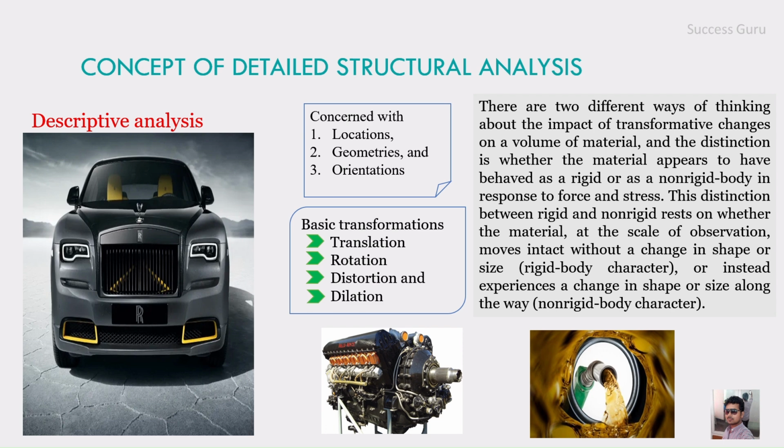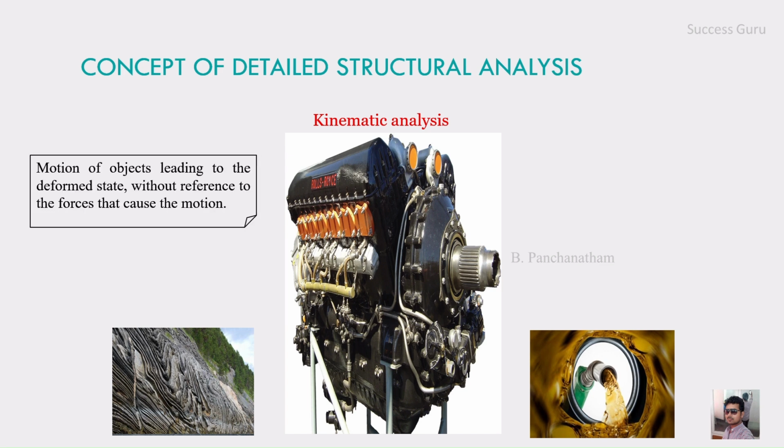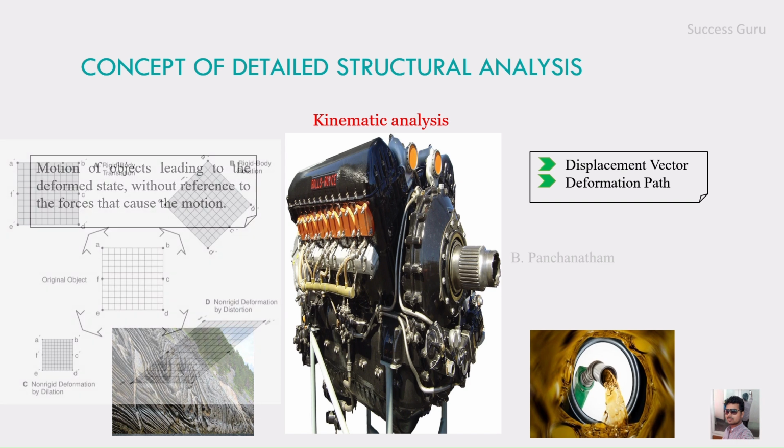For now, we will just skip this point and go to the next heading, that is the kinematic analysis. That is just like the engine that actually moves the car. So this is how the rock actually moved. That is the motion of an object leading to the deformed state, without referring to the force that actually causes the motion. So this sort of analysis comes under the kinematic analysis, which is just like the engine of a car. Here we have two things to explain: one is the displacement vector, the other is the deformation path. These are the two things which have to be explained in this kinematic analysis. So we'll see an example for that.